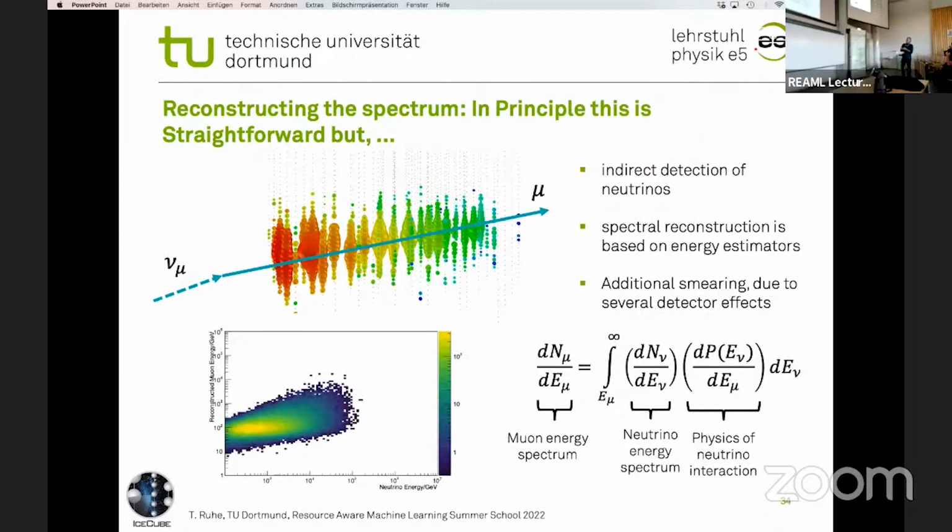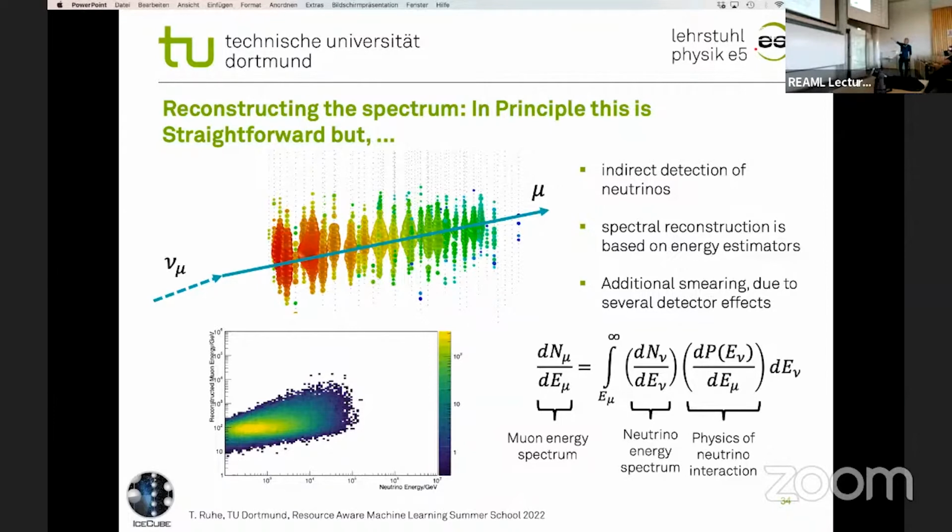Okay. Then in order to actually obtain these data points around the spectra that I mentioned in the beginning, we have to actually go ahead and reconstruct the spectrum. This is in principle straightforward, right? You have a measure of your energy and then you just spin this. Okay, it's not that simple. And it's not that simple because it's an inverse problem.